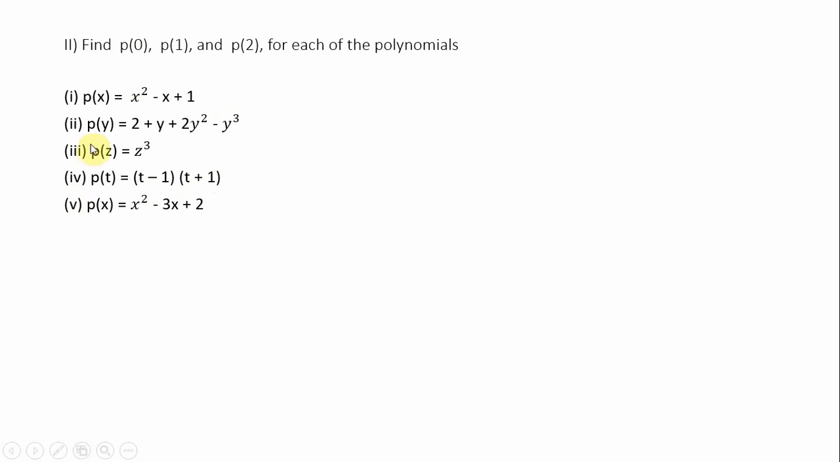Similarly, in all the sums, 5 sums, you need to substitute 0, 1, 2. Find out the P of 0, P of 1, P of 2 in all the 5 polynomials, and you complete that assignment. It is like an assignment, you practice it, and if you have any doubt, you can send a message. I will clarify the doubt. And you have to complete the second exercise.